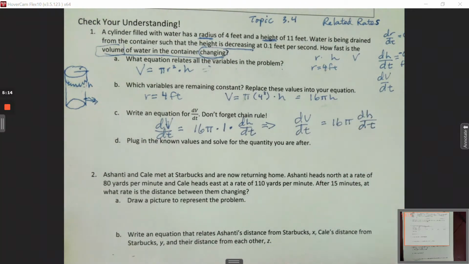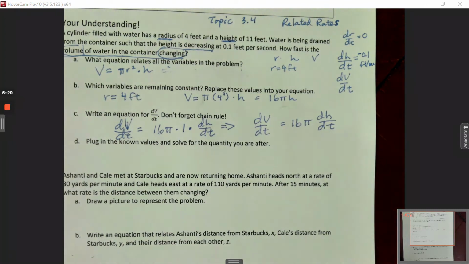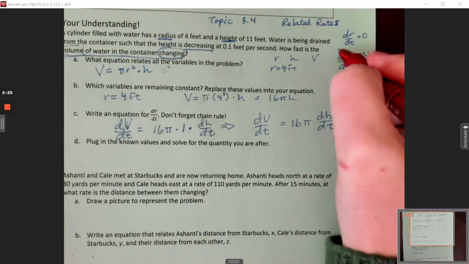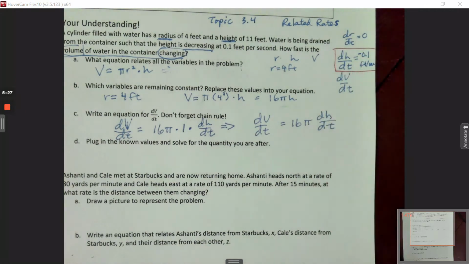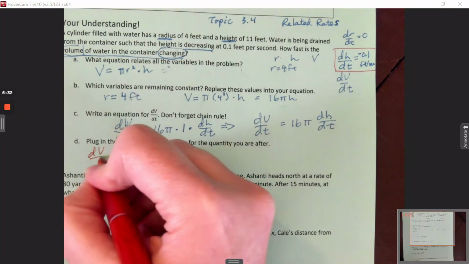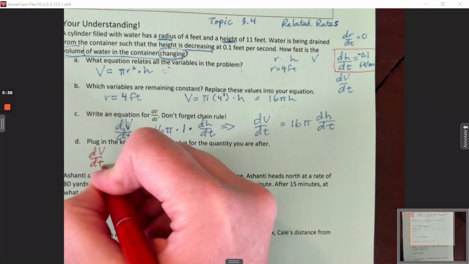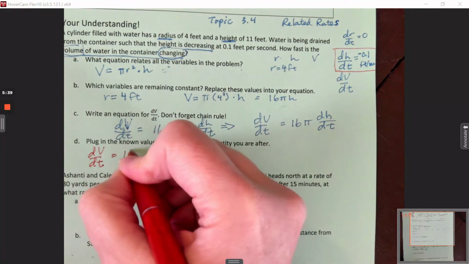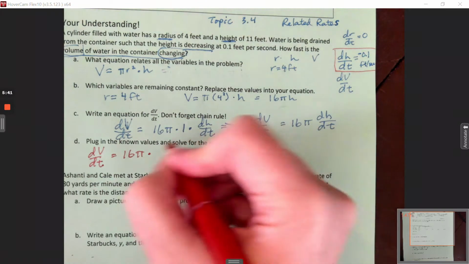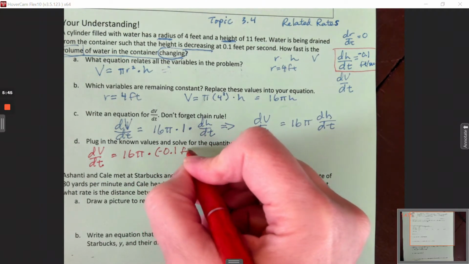Plug in the known values and solve for the quantity we're after. Well, we know dh/dt. dh/dt was given to us and it's decreasing. So dV/dt is equal to 16 pi times negative 0.01 feet per second.